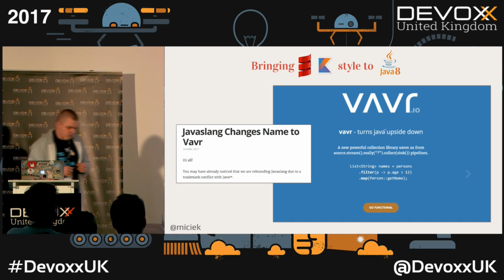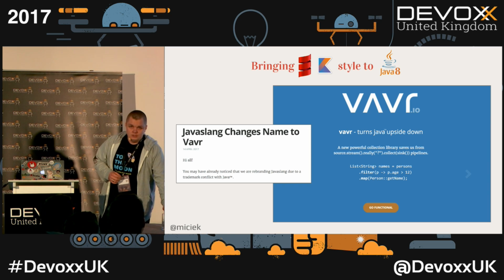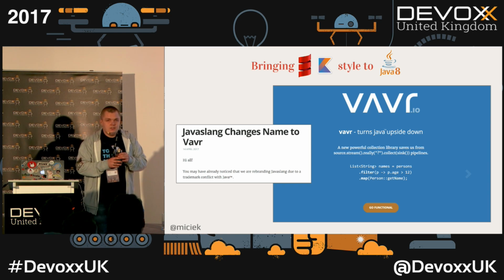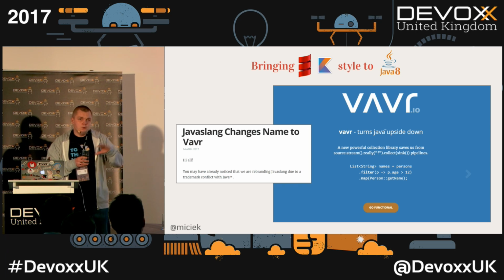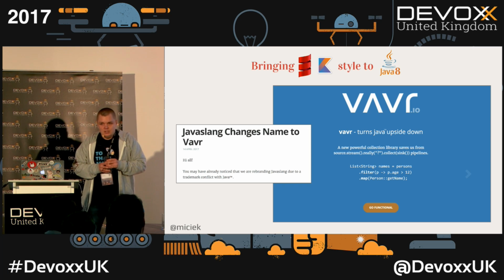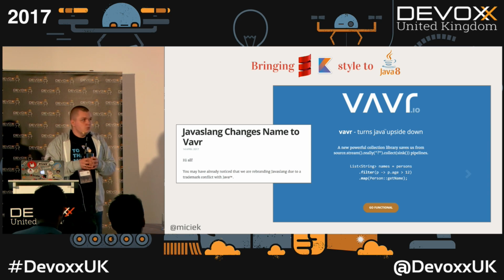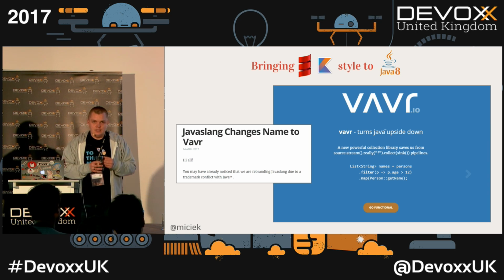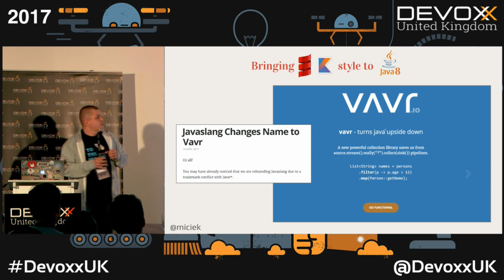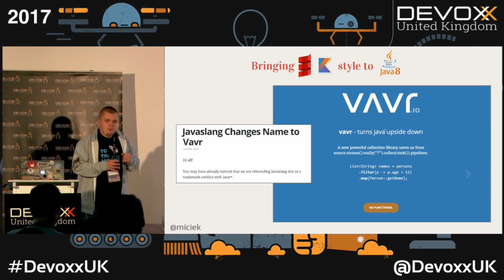But I'm not here to talk you into Scala or Kotlin. I'm here to talk about functional programming, and we can have all those basic things that I just mentioned in Java today using a library called Vavr, which was just renamed last month from JavaSlang because of a trademark conflict with Java.